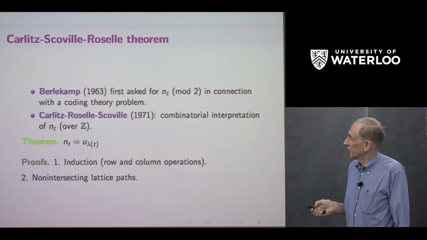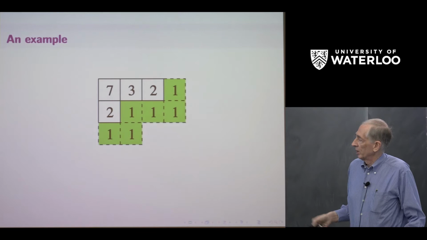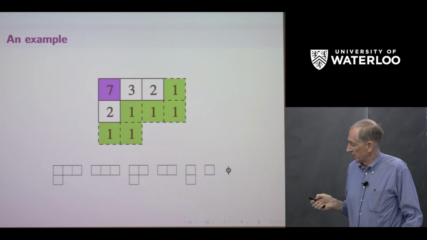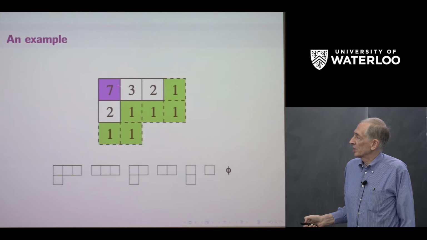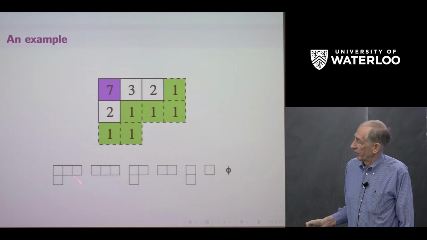So here my partition is 3-1. Here's the extended diagram, and I have filled in all the entries so that these determinants are 1. Why is this a 7? Well, the biggest subdiagram of our original partition with this as the upper left-hand corner is just the whole partition itself, 3-1. And 3-1 has 7 diagrams that fit into it. So this is a 7.